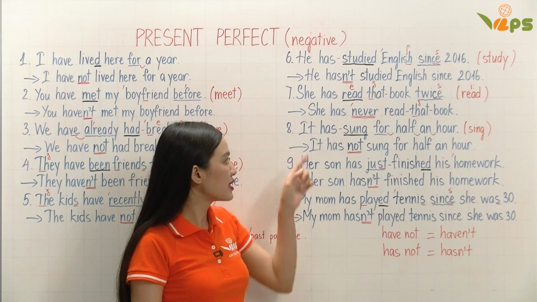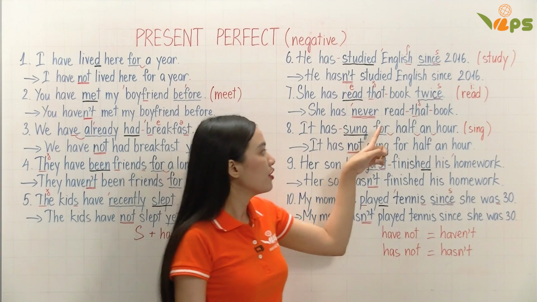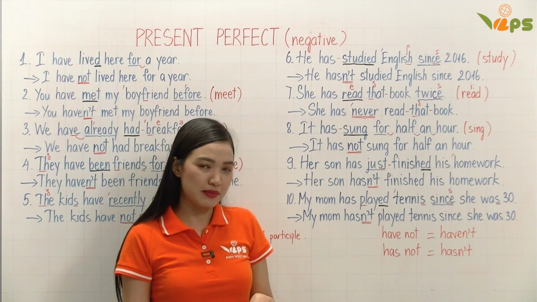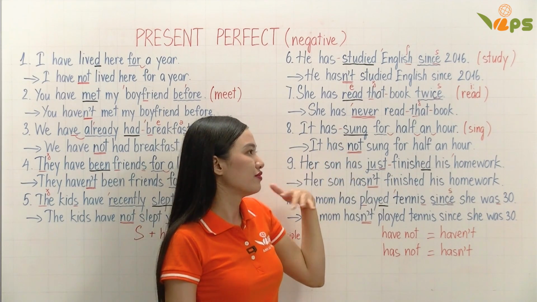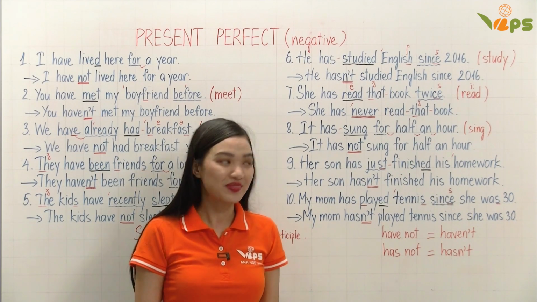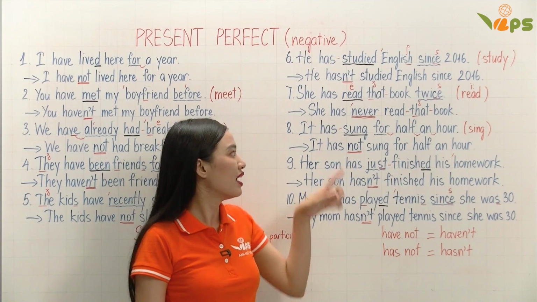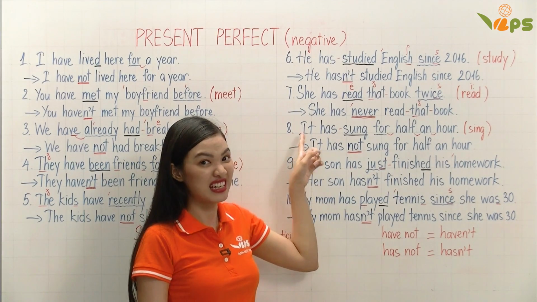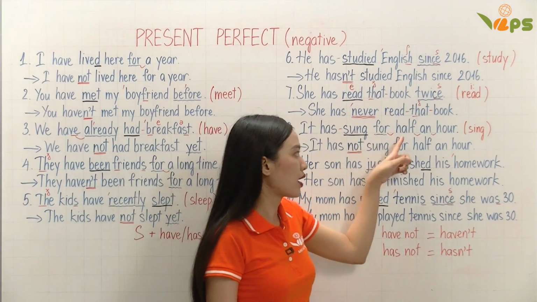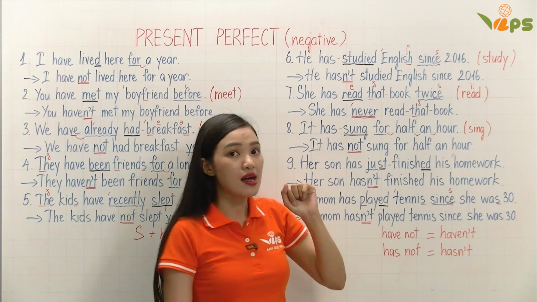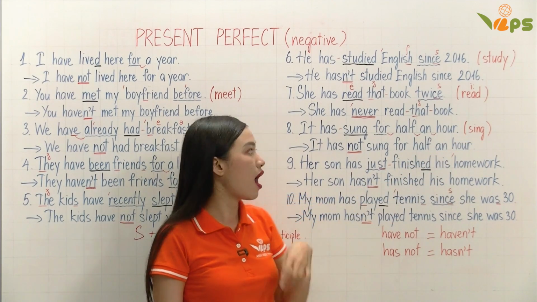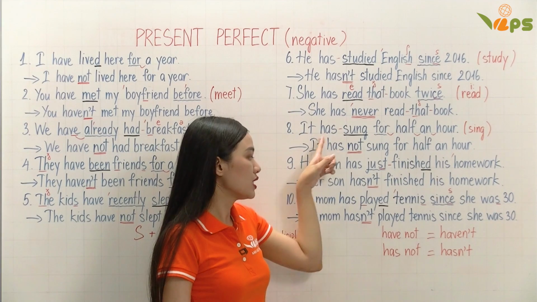Next, number 8. It has sung for half an hour. Okay, it here, I mean an animal. For an animal that can sing, can you guess? That is a bird. Here, I mean a bird. That means the bird is singing. In this situation, I say, it has sung for half an hour. Sung is the past participle, verb 3, of sing. We have sing, sang, sung. So it has sung, okay?